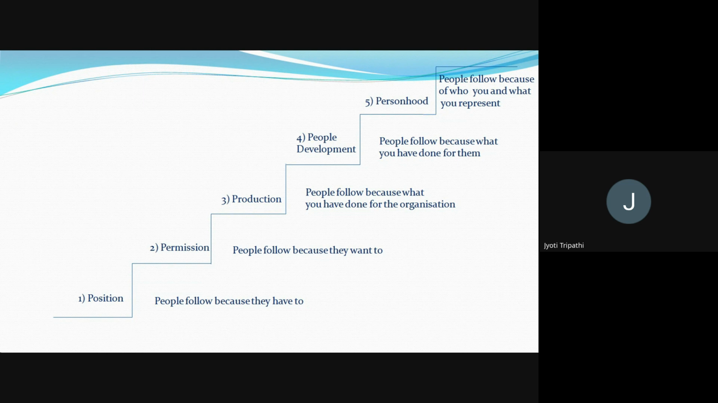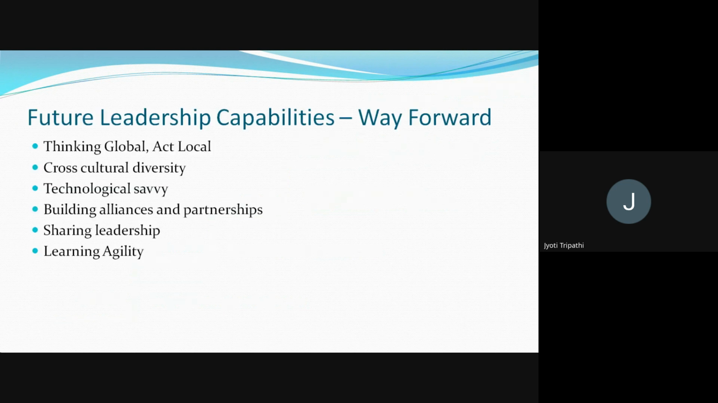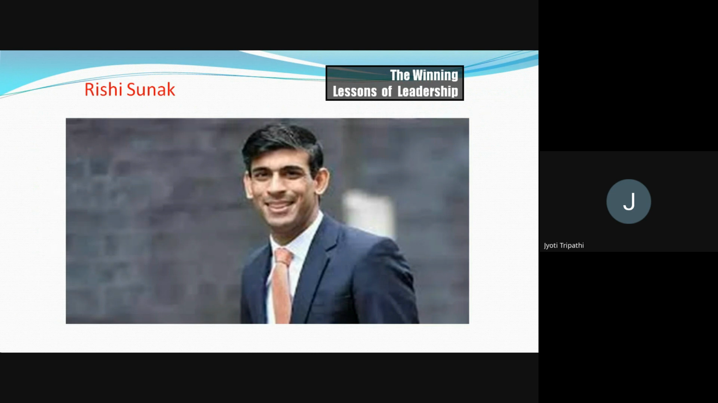And finally, the fourth and fifth one, three are the basic ones, and fourth and fifth one are the higher leadership types. This I'm skipping because this may be skipped for future leadership. Now, here is a small story for you of Mr. Rishi Sunak, because that is a case study, you can call it. And through this personality, I have tried to explain you something about good leadership.